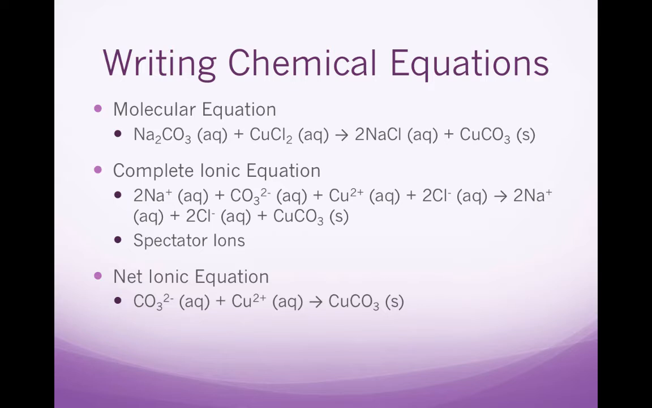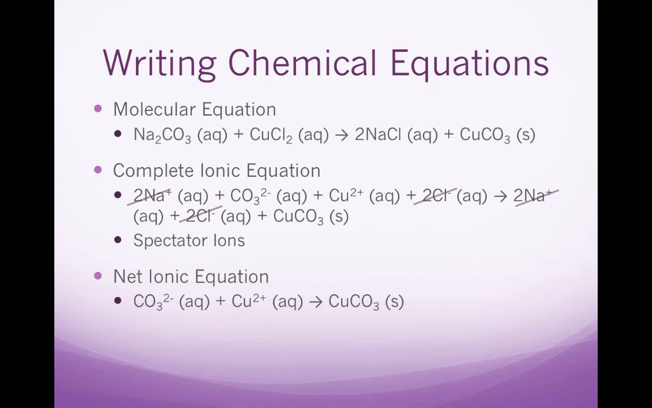And those are the things that show up on both the reactants and the product side. So for example, sodium is a spectator ion because it does not participate in the reaction at all. It shows up on both the reactants and product side, so we can cancel that out. The other spectator ion are the chloride ions for the same reason.